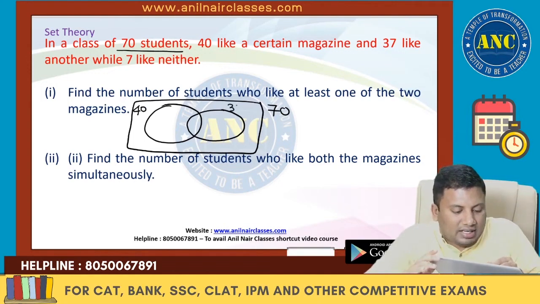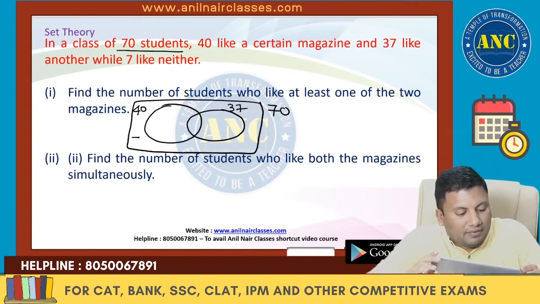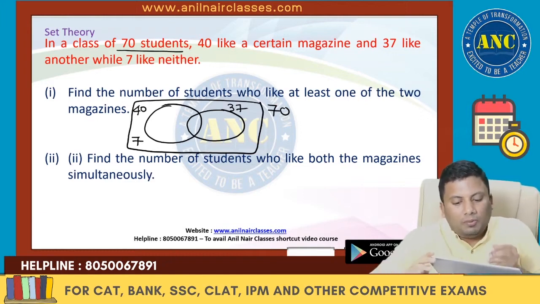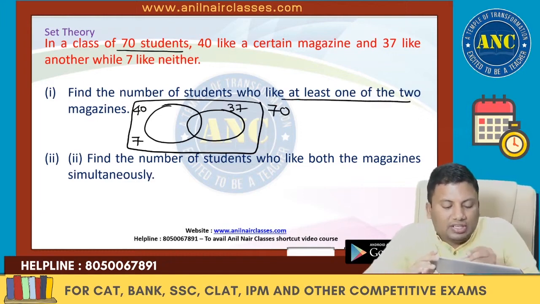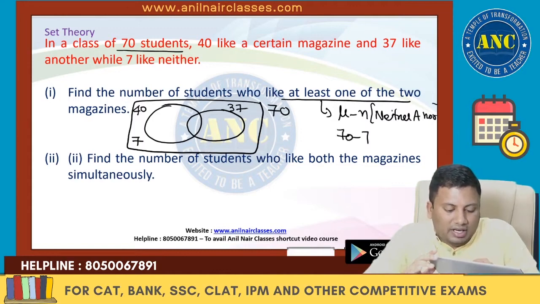37 like a certain other magazine. How many like neither? 7 like neither. How many students like at least one? At least one is nothing but mu minus neither A nor B. So 70 minus 7, which is nothing but 63.